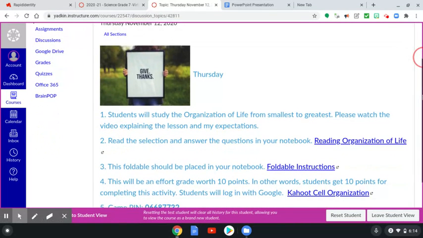Always remember to give thanks, not just at Thanksgiving. Today we're going to start studying the organization of life. We're going to study from smallest to greatest. And basically this is from cells to organisms. So you have a reading selection.